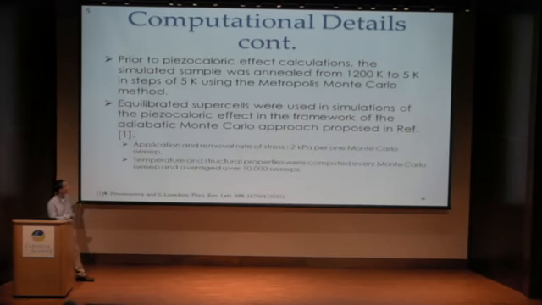Prior to the piezocaloric effect calculations, we needed to sample from 1200 Kelvin to 5 Kelvin in steps of 5 Kelvin. With equilibrated supercells, we simulated the piezocaloric effect by using the adiabatic Monte Carlo approach that our group proposed years ago. Essentially, the approach allows us to slowly apply a stress field, in this case for the piezocaloric effect, and we include energy terms called demon energies, which redistribute the energy of our system in such a way to give us an adiabatic process.